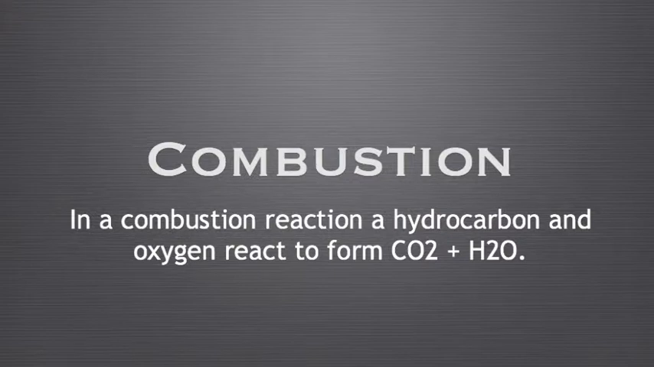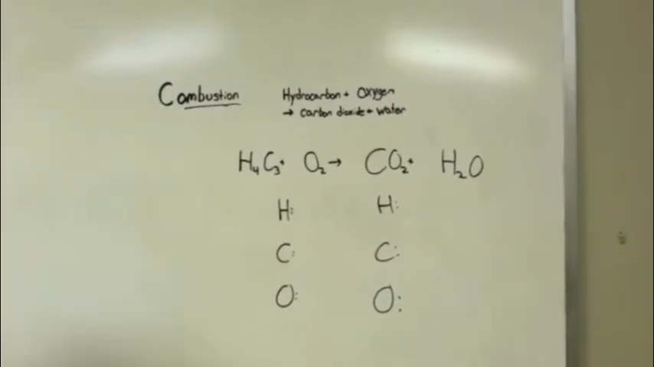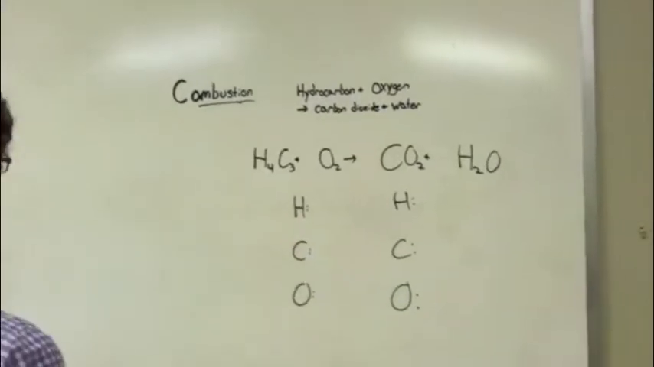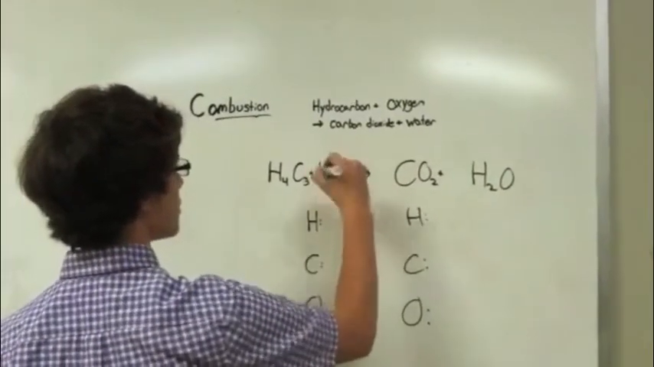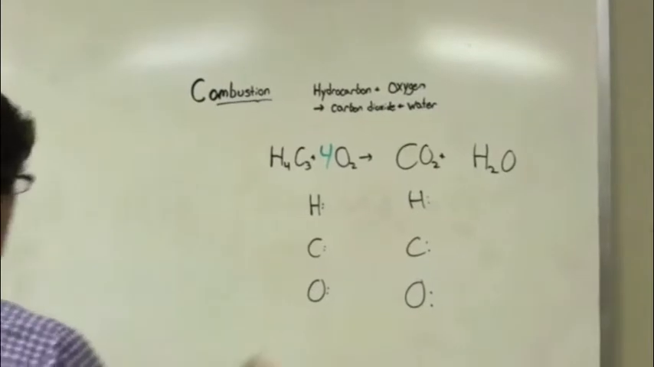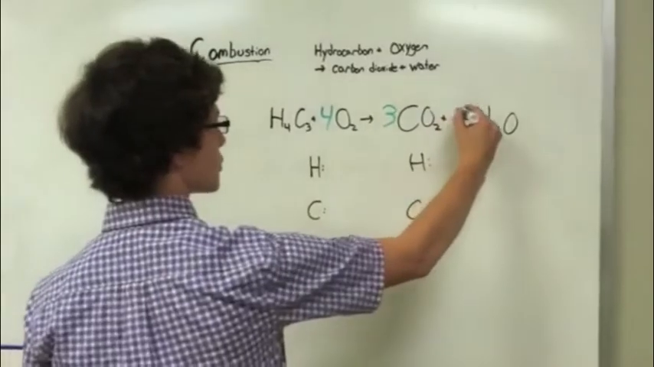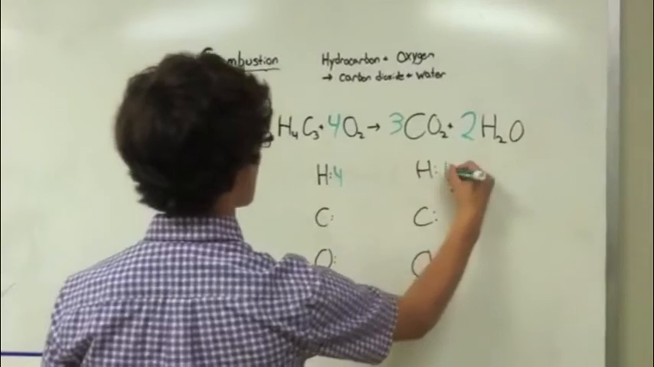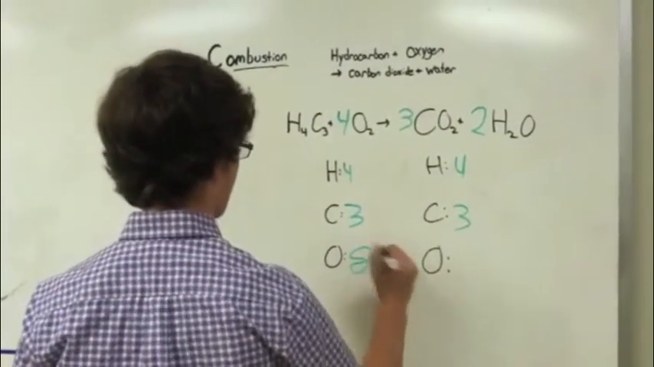In a combustion reaction, a hydrocarbon and oxygen react to form CO2 plus H2O. So this is a combustion equation, and combustion equations involve a hydrocarbon plus oxygen yielding carbon dioxide plus water, as you can see. And to balance it, you need to have equal molecules on each end. So you're going to go ahead and put a 4 on the oxygen, just because you're going to need 8 molecules, and then you're going to put a 3 in front of CO2 to match the 3 on carbon, and you're going to go ahead and put a 2 in front of H2O to match hydrogen. So you have 4 molecules of hydrogen on both ends, 3 of carbon on both ends, and 8 of oxygen on both ends.